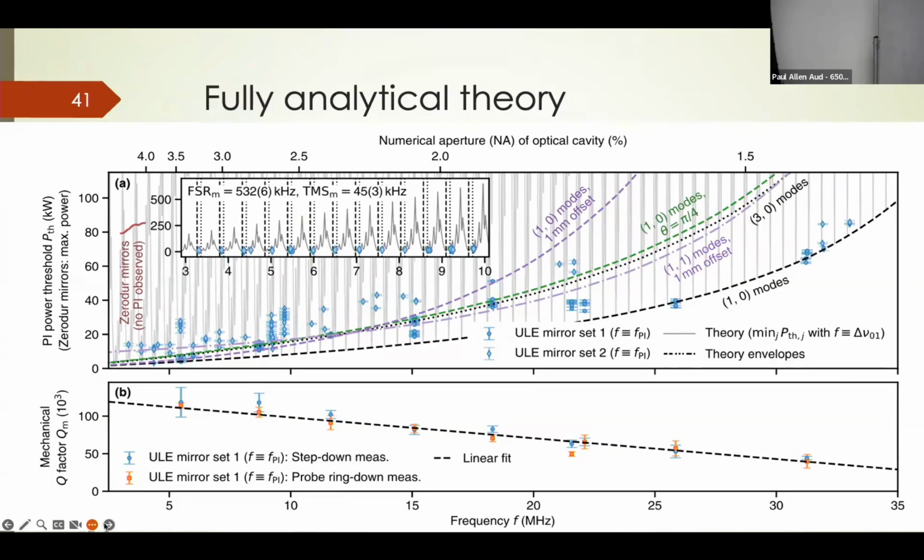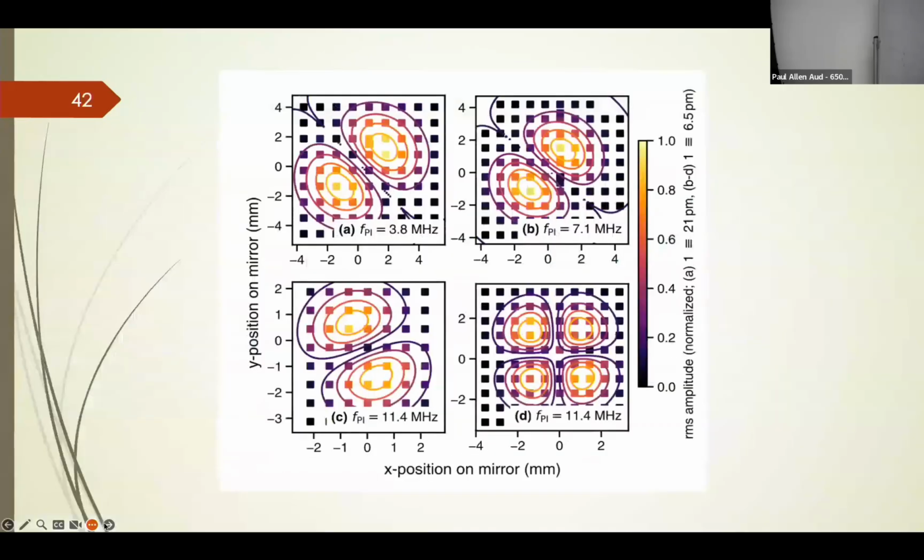The solution was very simple. Make the mirrors out of Zerodur material instead of ULE. It has a much lower mechanical Q, and therefore the onset of the optomechanical instability is at a much higher power. We also developed a Michelson interferometer to actually measure the motion of the mirror, and we could indeed see the nice Gaussian mode shapes of the acoustical oscillations, matching expectations perfectly.